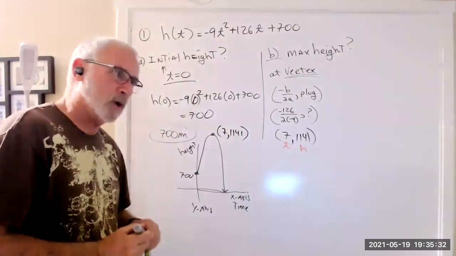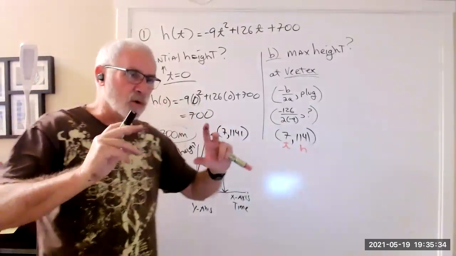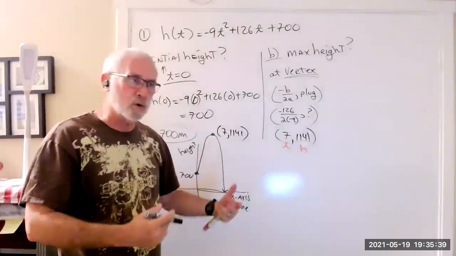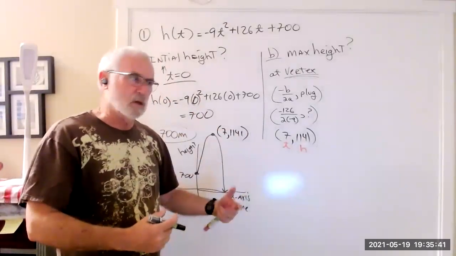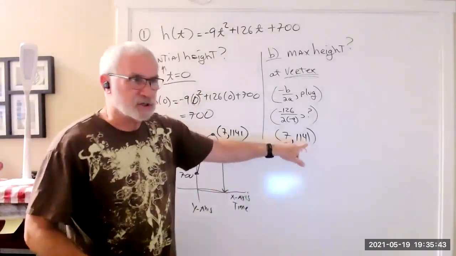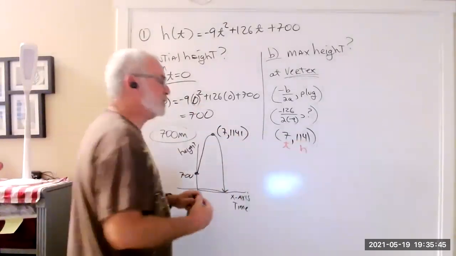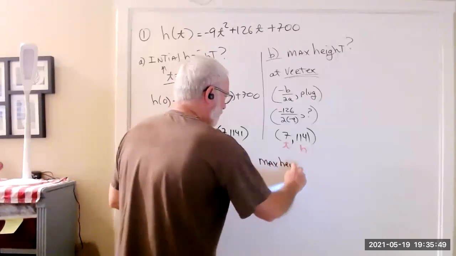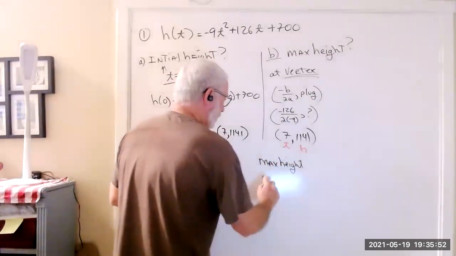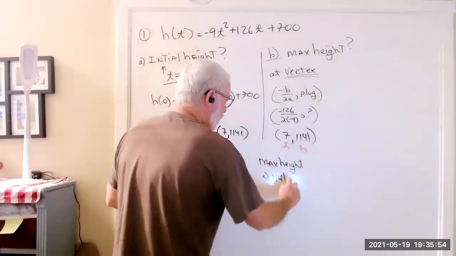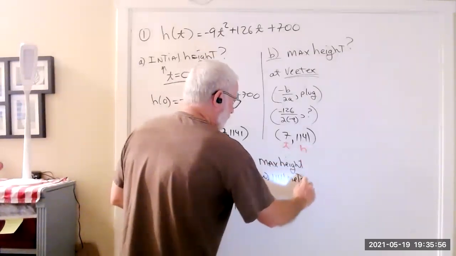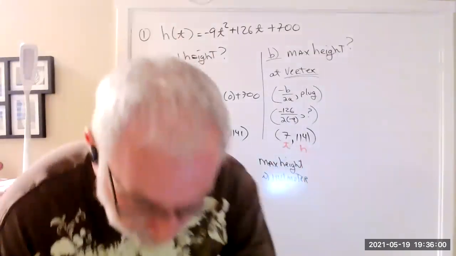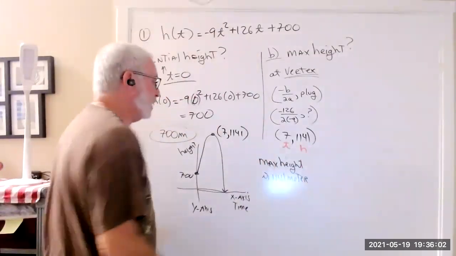This is a word problem, so you have to translate the algebra into meaningful words. So algebra says this, but what this says is the maximum height is 1141 meters, because if you read the problem, it talked about meters. I think it talked about meters, that being the unit.